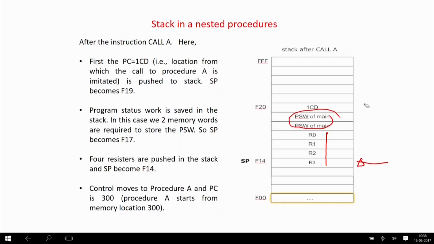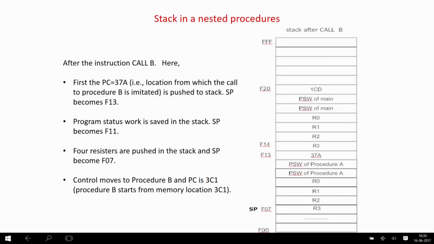So, your stack pointer will now point to F14. Now, whenever from A you call procedure B, it will start filling up from here. So, now look at here: call B. After this, if you remember, this was the part for the main program. Now, from here I am going to call procedure B. That is, procedure A is going to call procedure B.